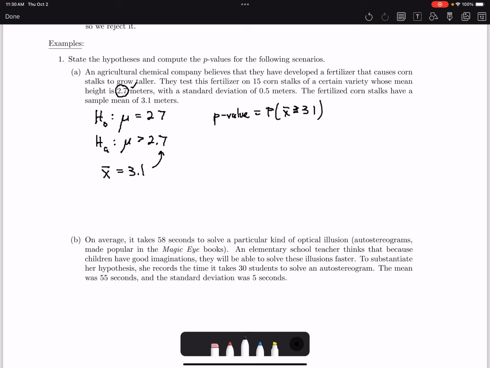Because we're told they test this fertilizer on 15 corn stalks of a certain variety whose mean is 2.7 and whose standard deviation is 0.5. So in this case, we are given the population standard deviation, right? We know what sigma is. So we can go ahead and use the normal distribution. Okay, so I'm going to go to Desmos, and I'm going to use the normal dist with a mean of 2.7 and a standard deviation of 0.5 divided by square root of our sample size. Our sample size was 15.